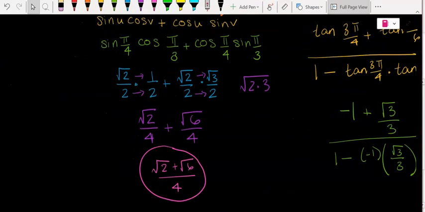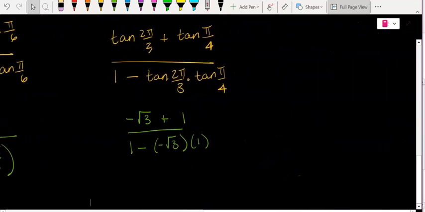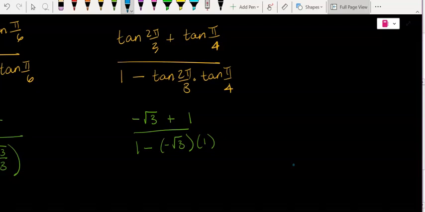Oh, I guess I need to scroll over here. All right, so here's what we've got. With this equation right here, I'm just going to carry on with where I stopped. So my numerator is just negative square root 3 plus 1, divided by, and then I'm going to simplify what I've got down here in the denominator. Negative square root 3 times 1 is just negative square root 3, right? And now I have 1 minus negative square root 3. That just becomes 1 plus square root 3.